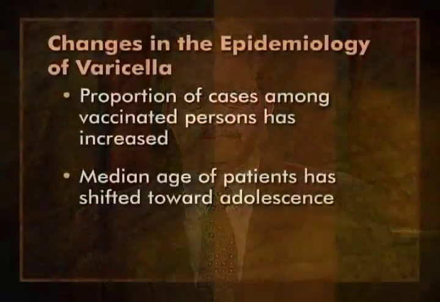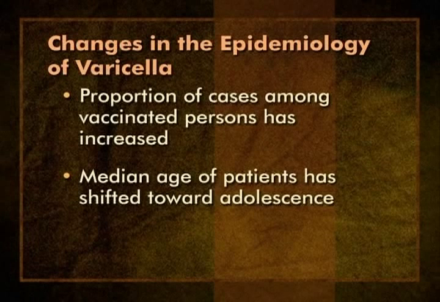Among the states that have consistently reported cases through the National Notifiable Disease Surveillance System, there's also been a significant reduction in cases compared to the pre-vaccine era. Nationally, varicella hospitalizations and deaths have also declined substantially, especially among children. In this age group, there's been a decline of 90% or greater.